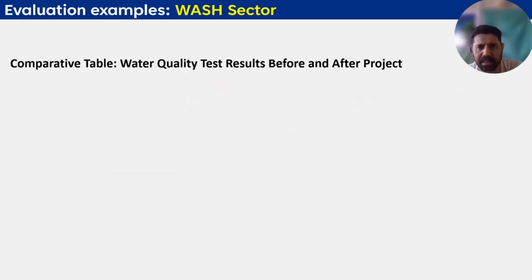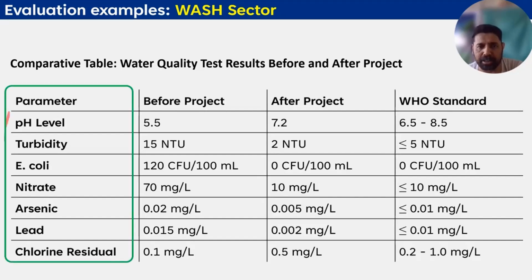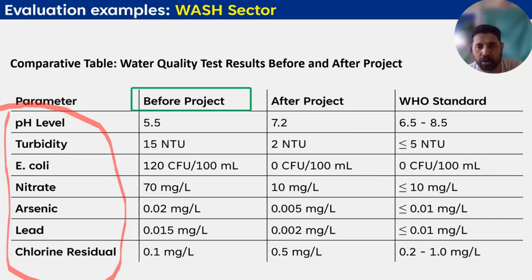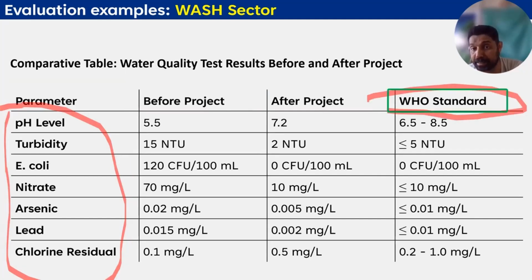Or, for example, water quality test results before and after the project. You can show the parameters related to water testing, before project, after project, and the benchmark and standards. For example, you can add those also to show that this is the before-project status, this is the after-project status, and this is the WHO standard, and whether it's meeting that standard or not.